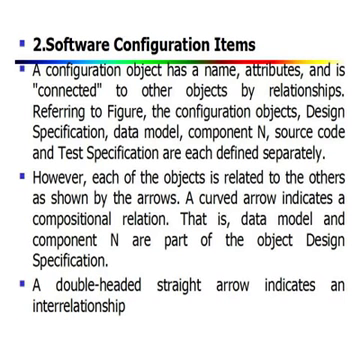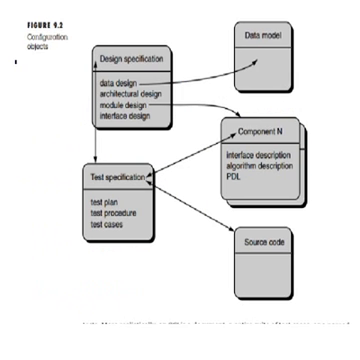In reality, SCIs are organized to form configuration objects that may be cataloged in the project database with a single name. A configuration object has a name, attributes, and is connected to other objects by relationships. So this figure represents a configuration object. The object has a name and attributes as shown in the figure.